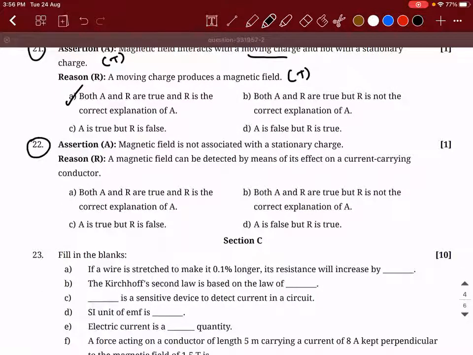22nd. Magnetic field is not associated with a stationary charge. True, sir. A magnetic field can be detected by means of its effect on a current carrying conductor. Yes, magnetic field affects a current carrying conductor, and you can find it using the formula F is equal to BIL. So it is true.